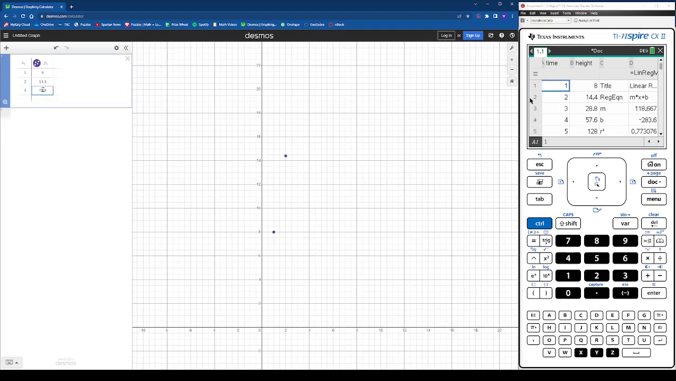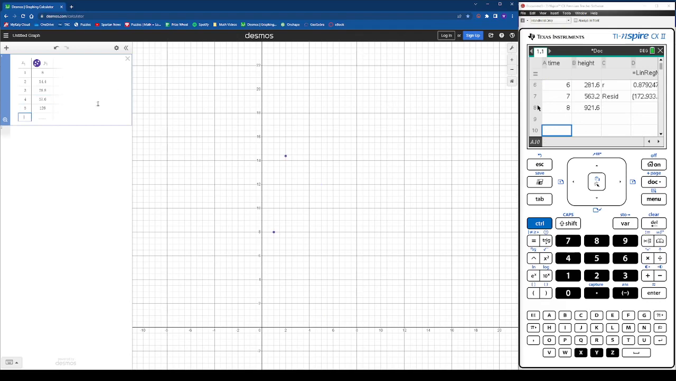3 and 28.8, 4, 57.6, 5, 128, scroll down over here, 6, 281.6, 7, 563.2, and 8, 921.6. So these are now far beyond the scope of what I've zoomed to, and it doesn't matter.